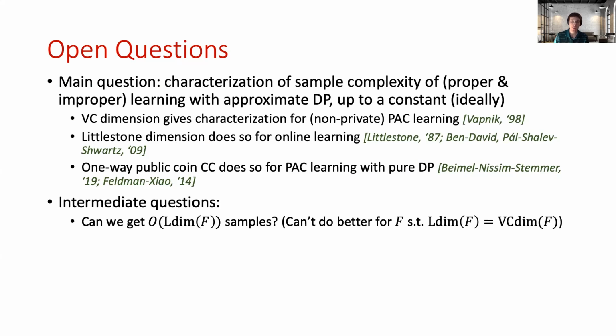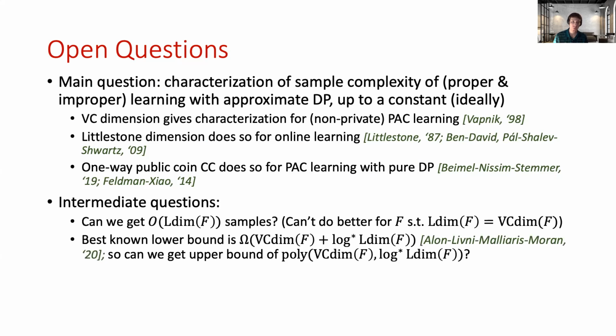And this seems to be a pretty hard question, but there's some natural intermediate questions that one can ask. For instance, can we get a number of samples which is linear in Littlestone dimension? As I mentioned before, that would be best possible for a bound that only depends on Littlestone dimension. However, one can maybe hope for something a little bit stronger. In light of the fact that Alon, Livni, Malliaris, and Moran showed the best known lower bound that we have on private PAC learning, which is VC dimension plus the iterated logarithm of the Littlestone dimension, one might hope that we can get an upper bound which is only polynomially worse than this lower bound.